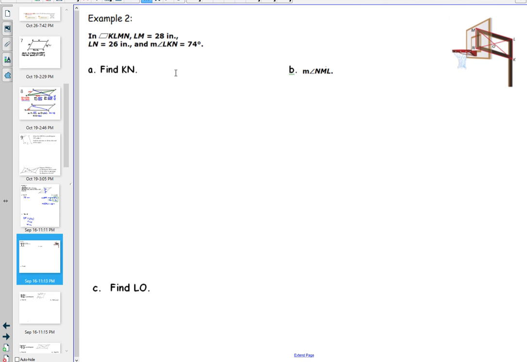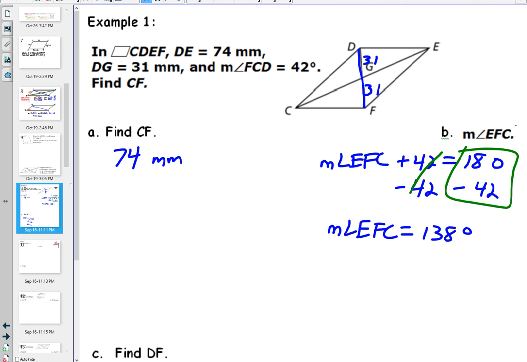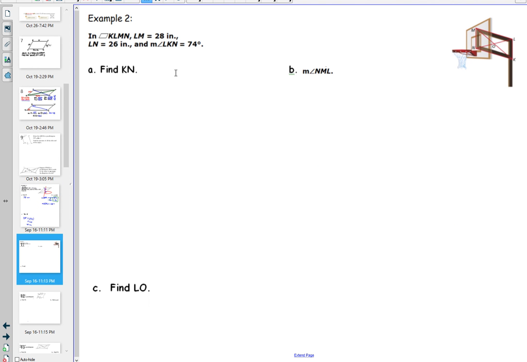In parallelogram KLMN. So this is almost like the exact same one that we just finished doing. They just dressed it up as a basketball hoop. It's like if I would have just gone back to this one here and put some type of rim around it. They just dressed this up as a hoop. But here is the parallelogram. You can't see it on your paper. So let's see, find KN.